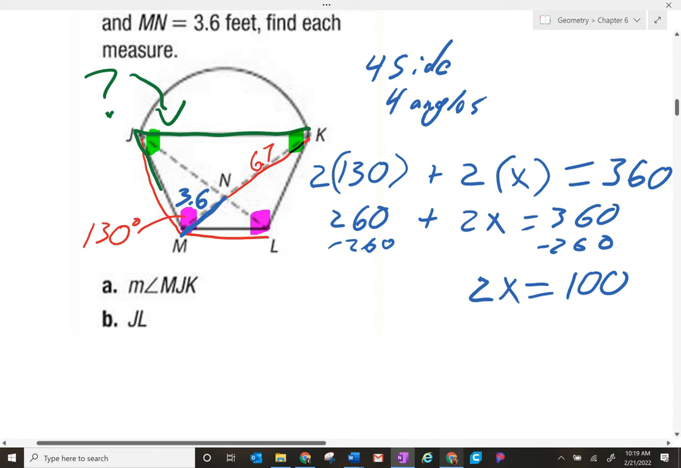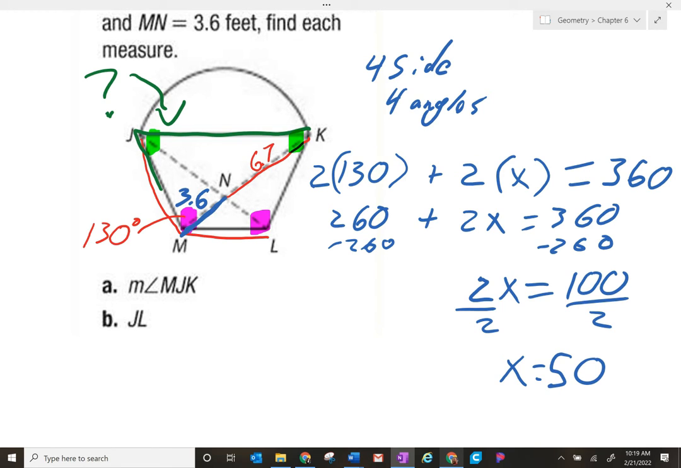Now I need to get x all by itself. Divide both sides by 2. My x value is going to equal 50. So with these numbers that we went through, that tells me that these two top angles are going to equal 50 degrees. So for angle MJK, that'll be 50 degrees.